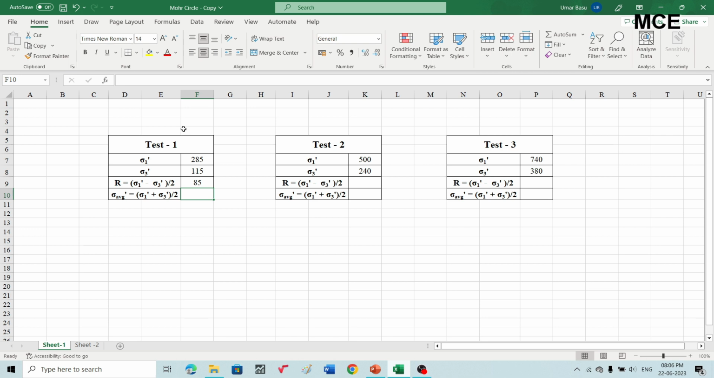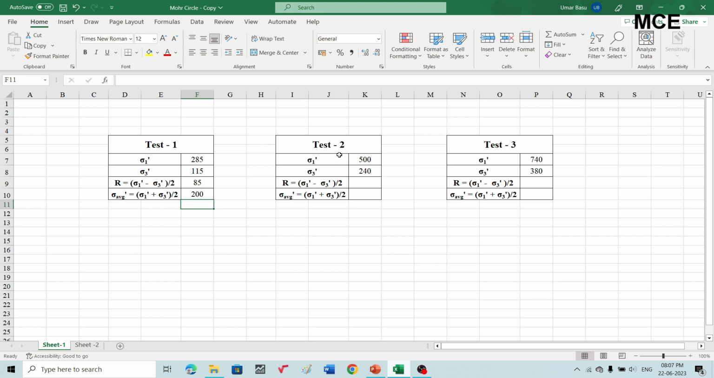To get the average stress, you will select this row and then again write the equal sign, write down the bracket, select the sigma 1 prime for the first test, then write the plus sign, and then select sigma 3 prime for the first test, then close the bracket, divide it by 2 and press enter, and you will get the sigma average for the first test.